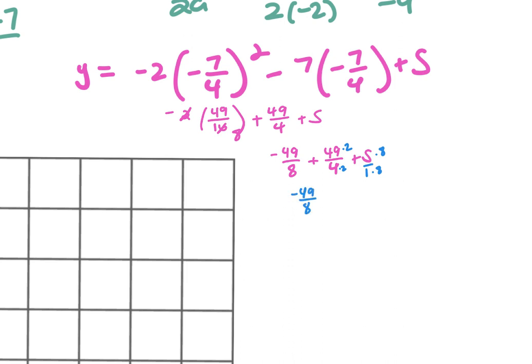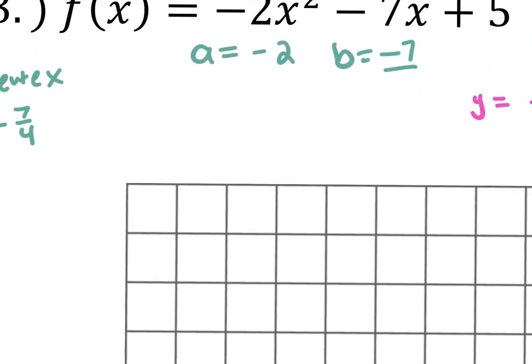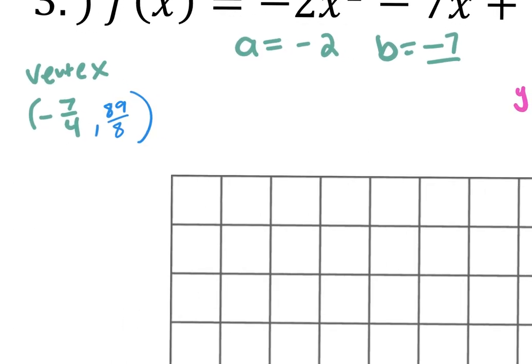Negative 49/8 plus 98/8 plus 40/8. So then I get a positive 49 over 8 plus 40 over 8, which is 89 over 8, and that's the y-coordinate of your vertex. When we go to graph these on the coordinate grid, we're going to need to convert them to mixed numbers. So negative 1 3/4 and 11 1/8.